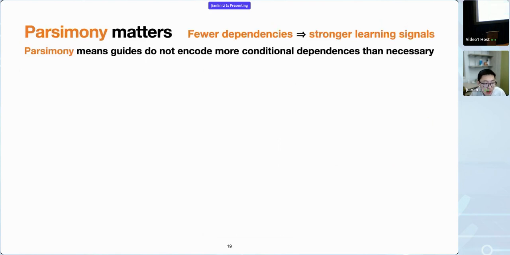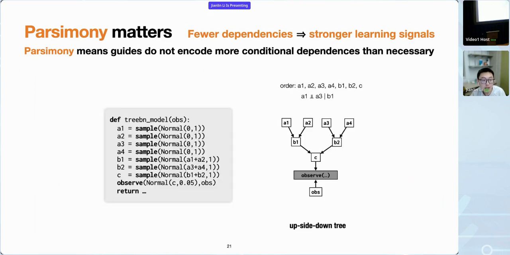We want guides not only to be faithful, but also parsimonious. Parsimonious guides do not include more conditional dependencies than necessary, and fewer dependencies means stronger learning signals in the training stage. Here is an example generalized from the previous. Let's call this model upside-down tree.